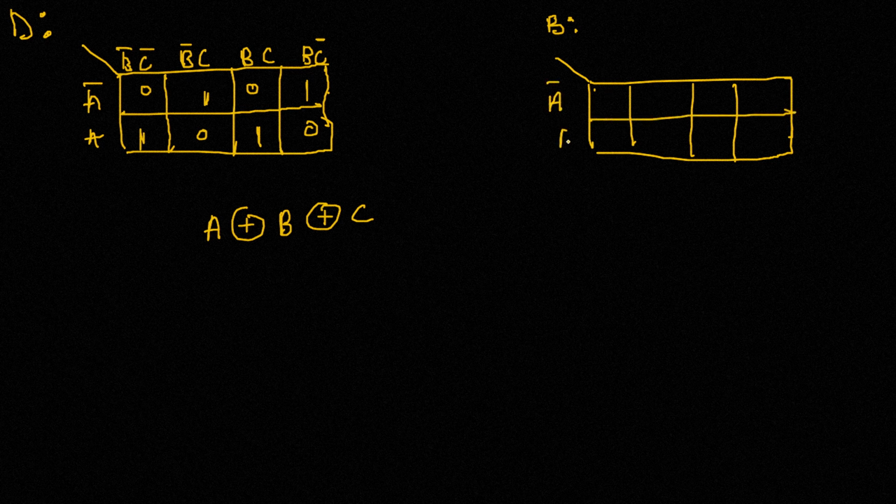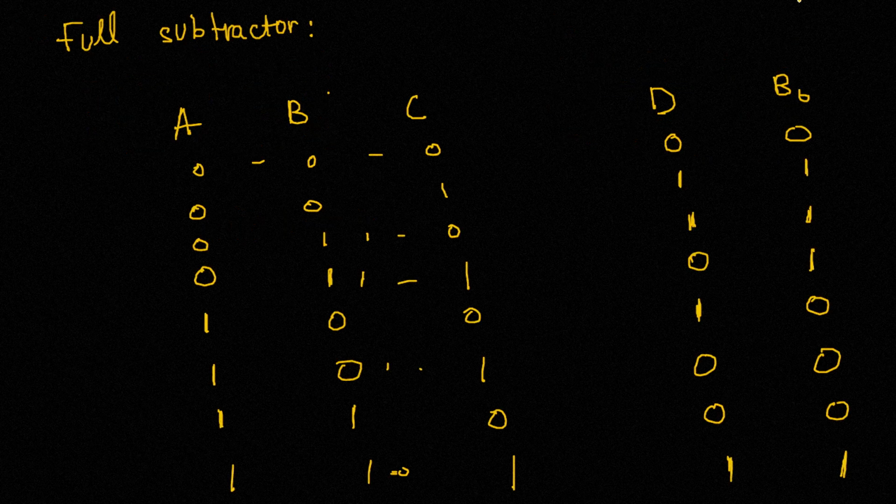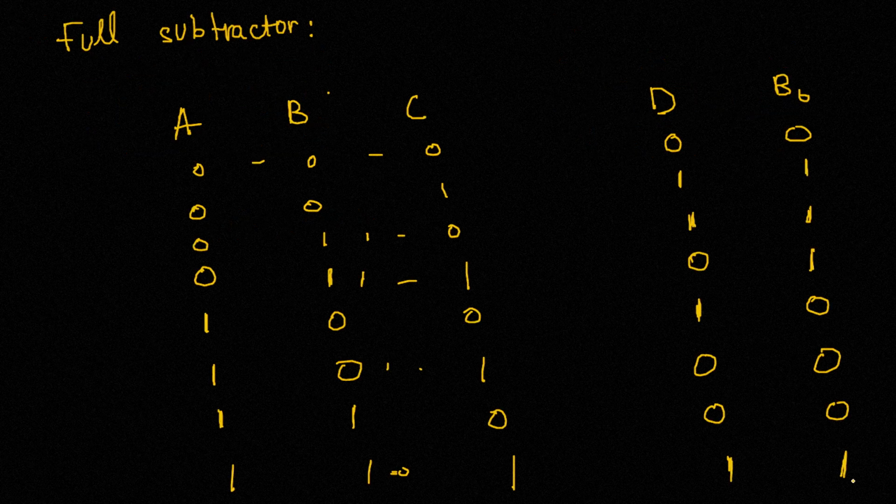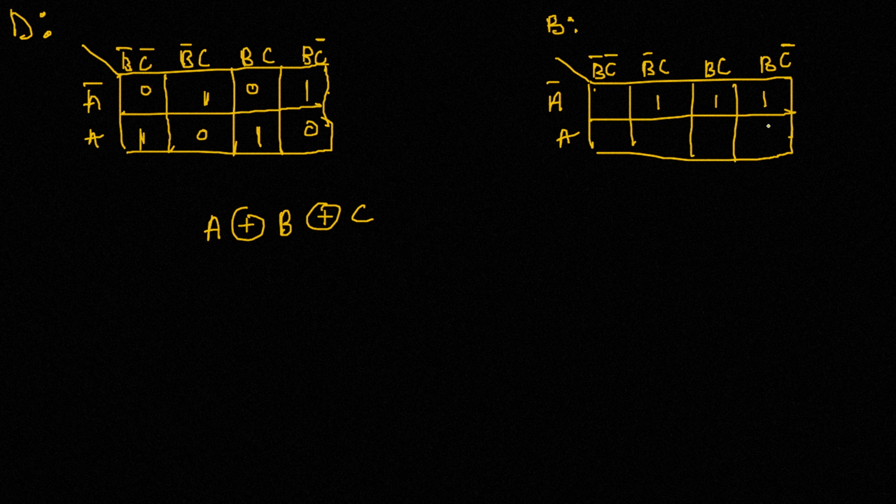This is A complement A, B complement C complement, complement C, BC, and BC complement. Okay, so here we have one for A complement B complement C, A complement B C complement, and A complement B C, along with a one for ABC. So these are the three ones that we have.